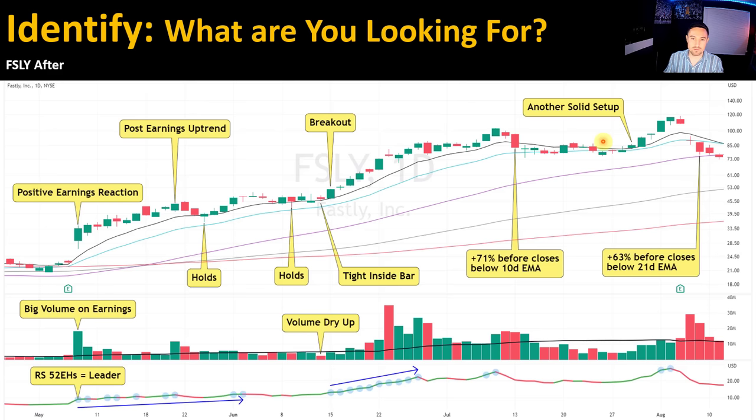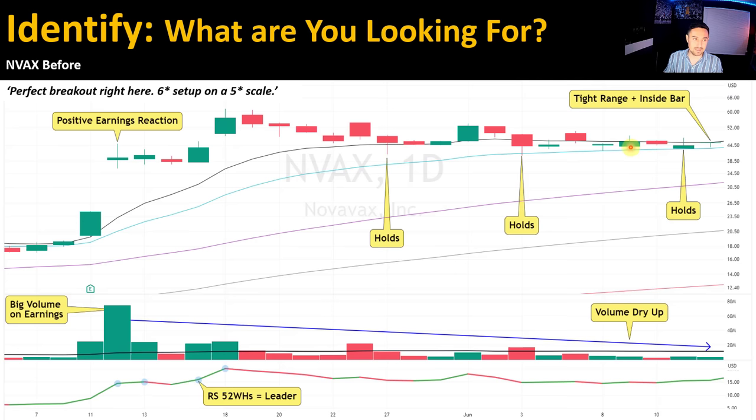So here's Fastly, there's the setup, there's the trend there afterwards. That was another very good setup there, in my view. Perfect setup here. This is a 6-star setup on a 5-star scale. This is a ridiculously good setup, okay? This one here. So see how the stock makes a big move. Oh, look, notice the reaction to the earnings and the volume coming through in the 52-week high and the relative strength.